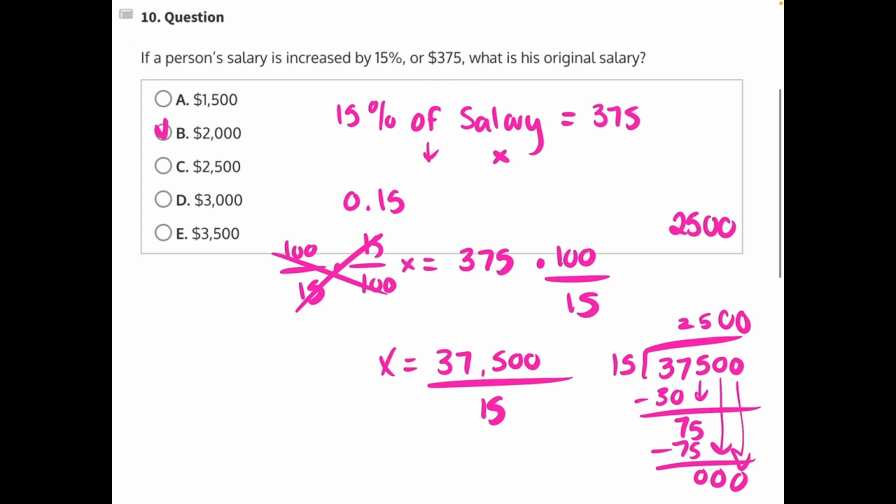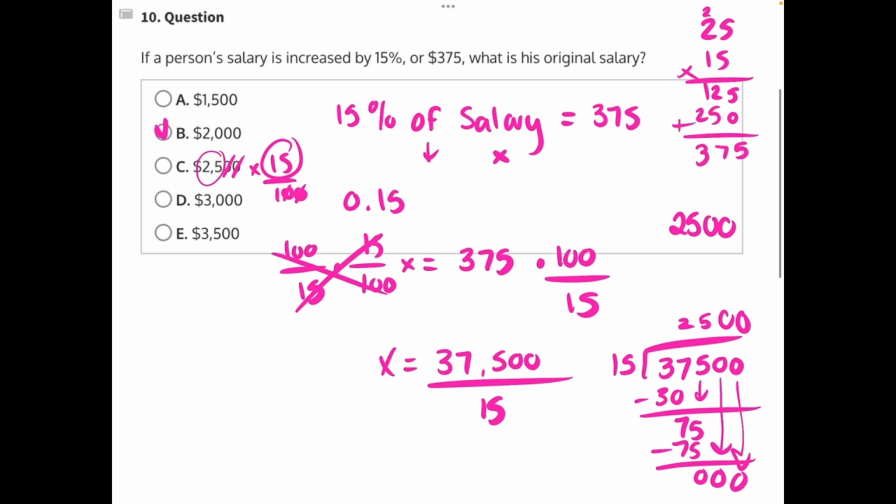2,500 times 15 over 100, finding 15% of that number. We would cross out our zeros and be left with 25 times 15. I'll do that up here. 5 times 5 is 25. 5 times 2 is 10 plus 2 is 12. Placeholder 0. Anything times 1 is just itself. 5, 7, 3. We'd have 375, which matches our word problem, also making C our correct answer.